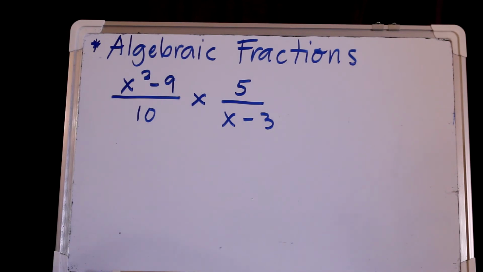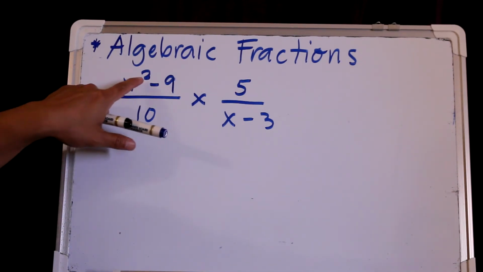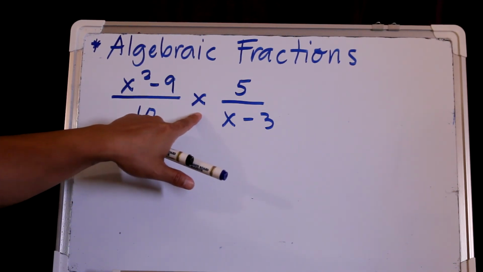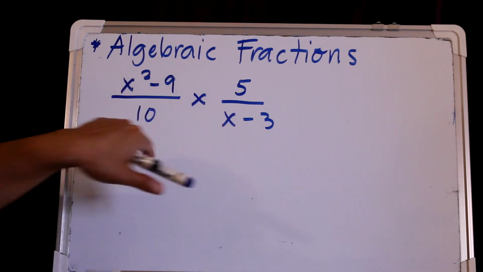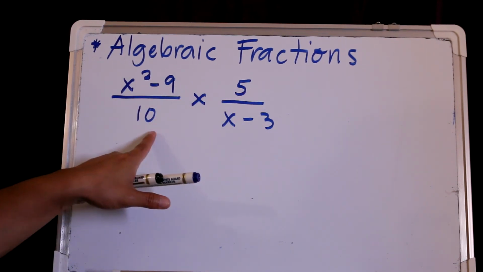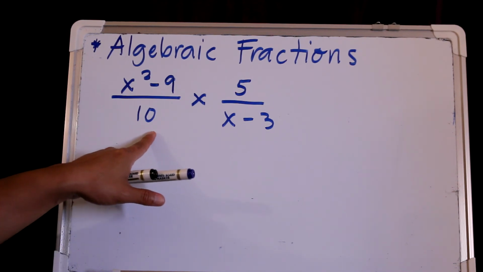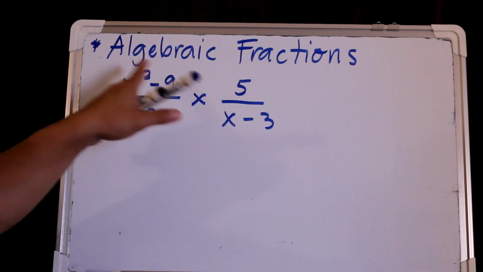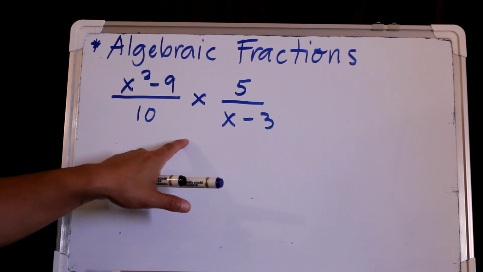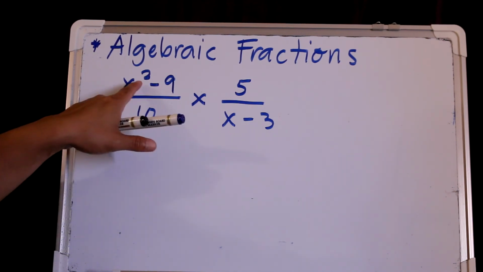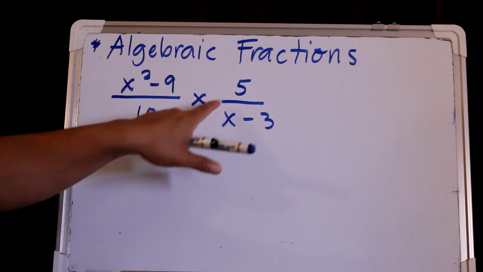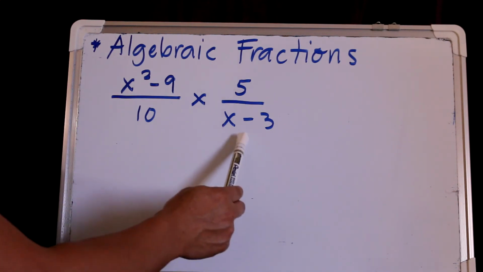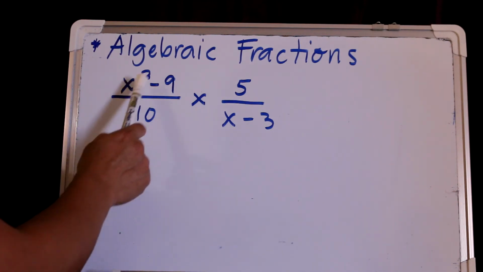Alright, how about this example? So I have here x squared minus 9 over 10 multiplied by 5 over x minus 3. It's a multiplication, so we can cancel out some parts here. For example, 5 and 10, we can reduce that. Or if we see that they are the same in the x direction, then we can cancel them out, and they will be equal to 1. If you look at this, x minus 3 is just one factor of x squared minus 9.